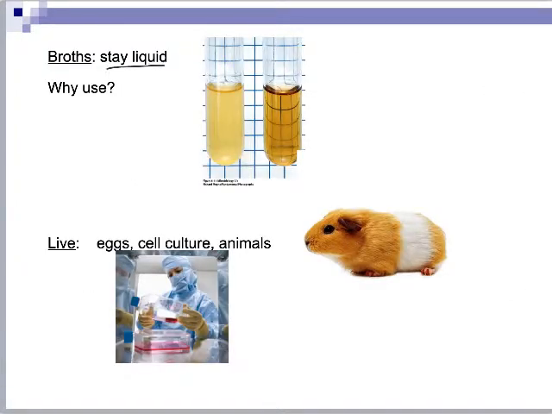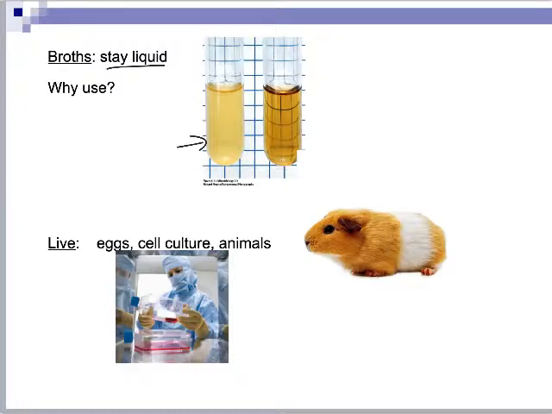Broths stay liquid, but we can get a lot of stuff to grow in there, millions or billions of bacteria. We use them because they're very nutrient rich. We can get lots of things growing in them, and we can shake them and introduce oxygen to them.